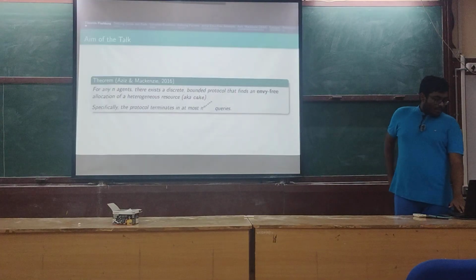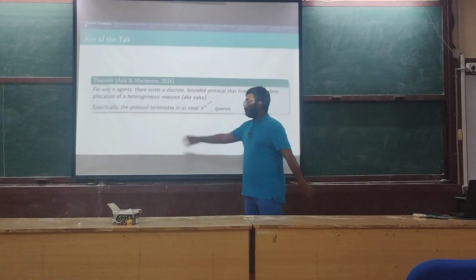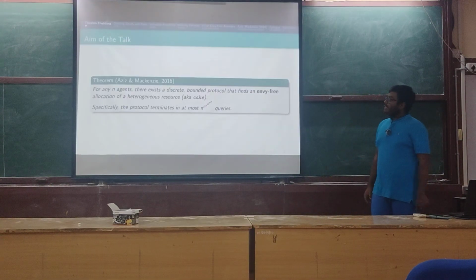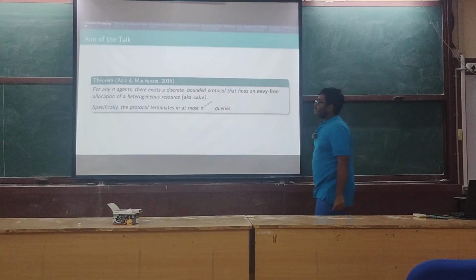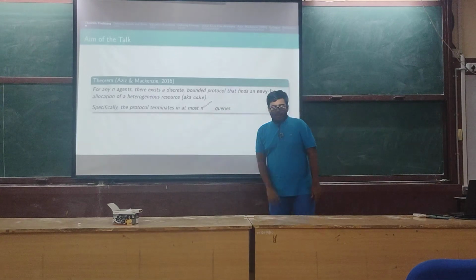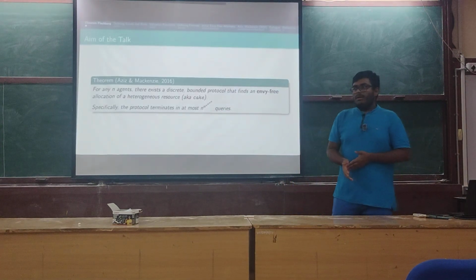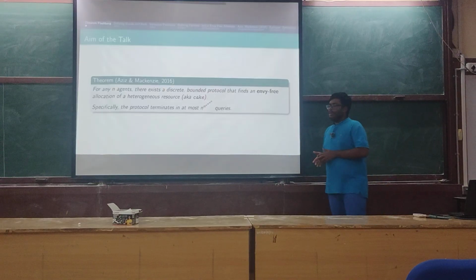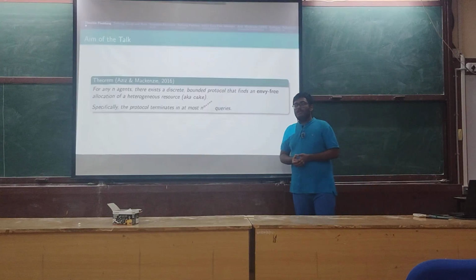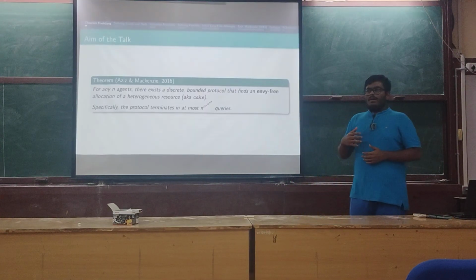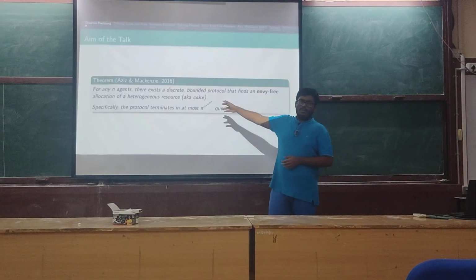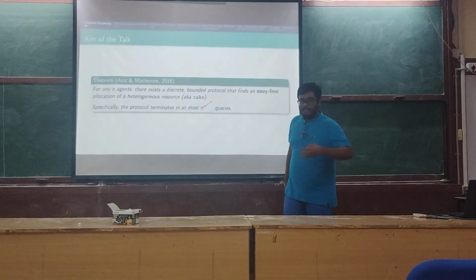So let's get started. This is the main theorem, which states that for any n agents, there exists a discrete bounded protocol that finds an envy-free allocation of a heterogeneous resource, aka cake. Specifically, the protocol terminates in at most n tetrated to the 6 queries. Now, there is one clarification I would like to add: in the preprint at STOC 2016, they had mentioned this particular result of n tetrated to 6. However, later on they came out with the paper which, while having the exact same protocol with some very minor adjustments, was able to get it down to n tetrated to 3 times, that is n to the power of n.